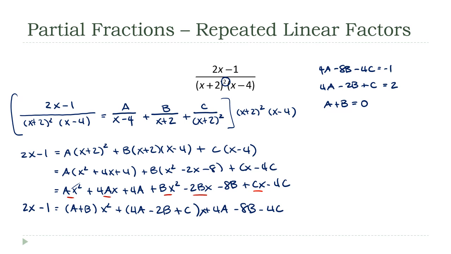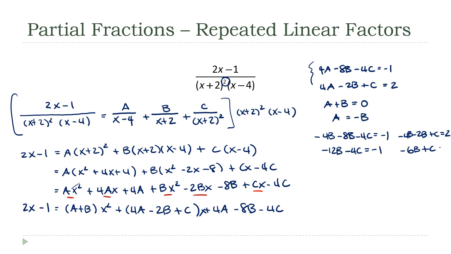I'm going to take this third equation and say, look, this means a equals negative b. Then I'm going to substitute negative b for a into the first two equations. So this becomes negative 4b minus 8b minus 4c equals negative 1. When I do it into the second one, we get minus 4b again, minus 2b plus c equals 2. So let's keep going. Then this is minus 12b minus 4c equals negative 1. And over here, it's minus 6b plus c equals 2.